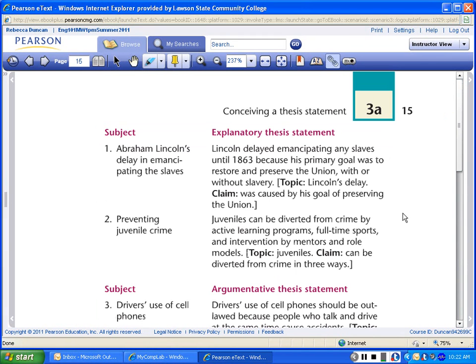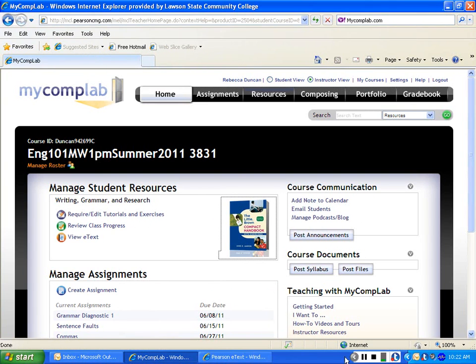But before we do that, I want to bump off this page for a second. Oh, it's not going to let me do that too well.